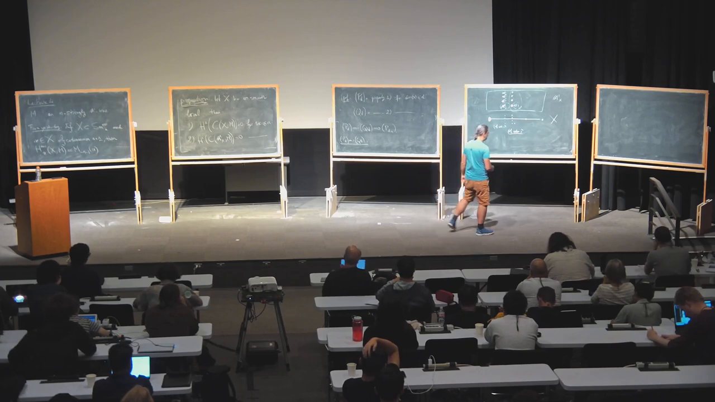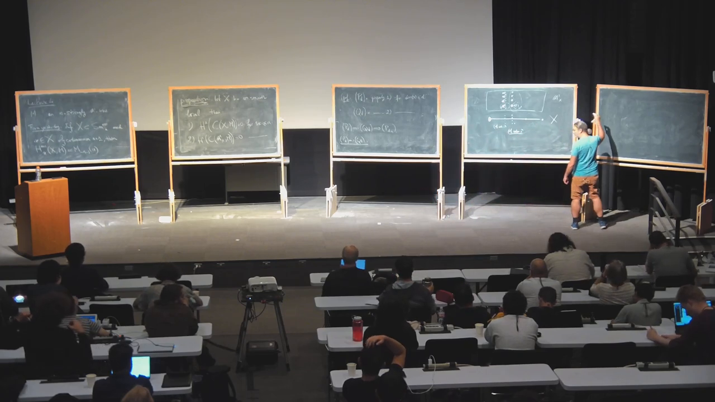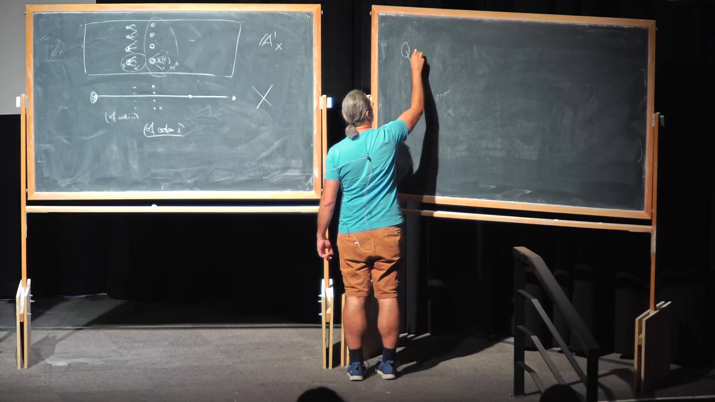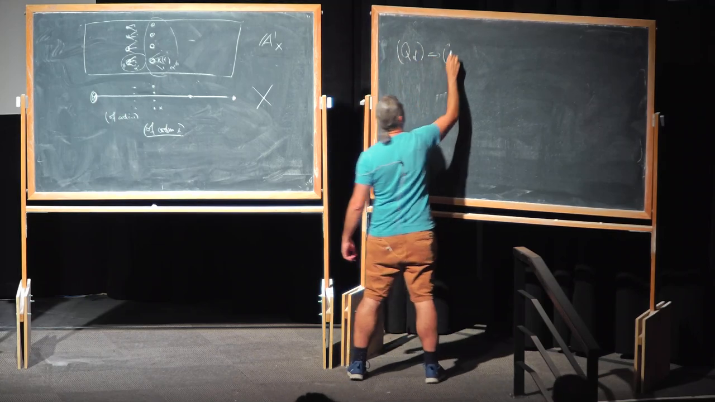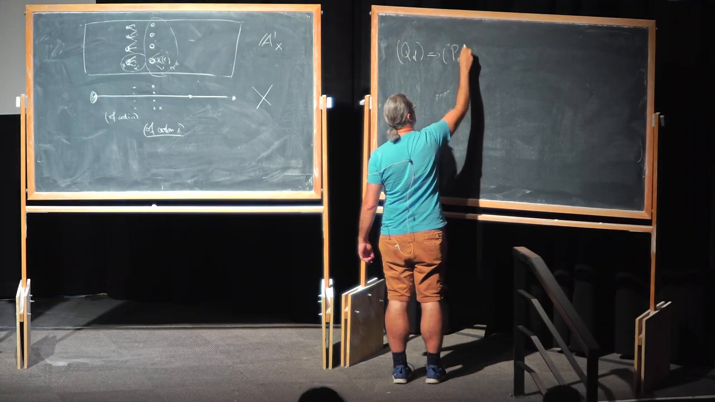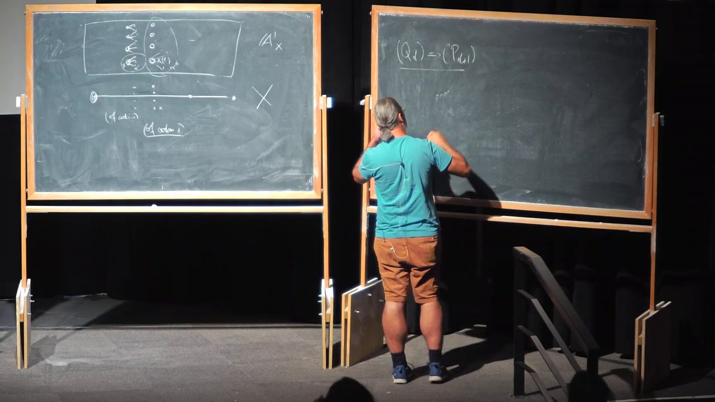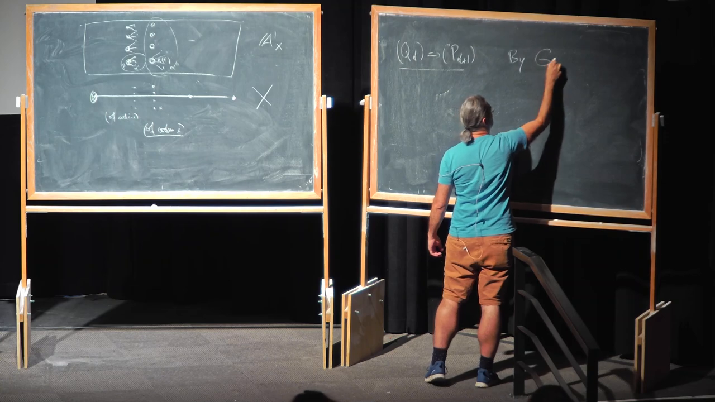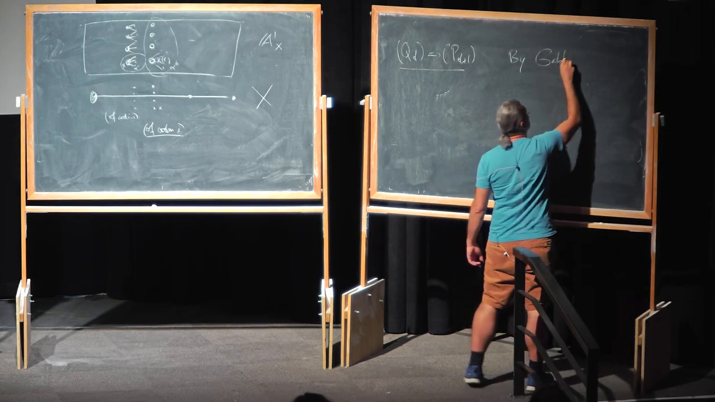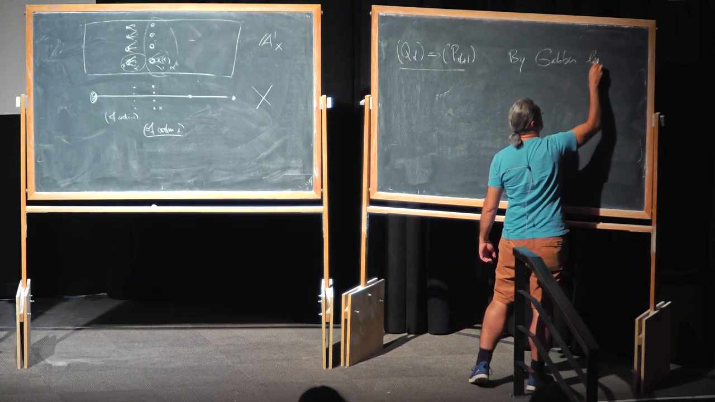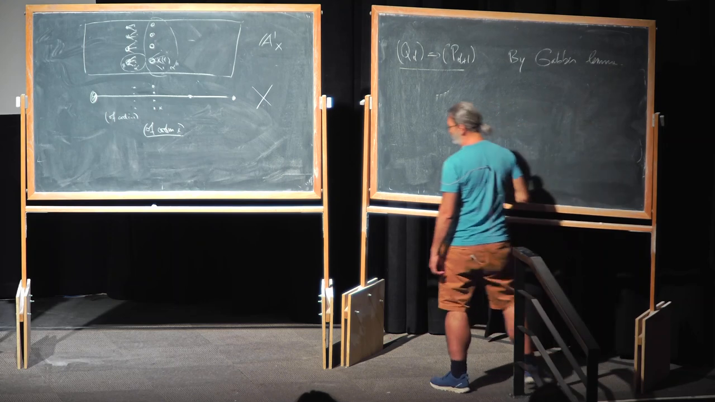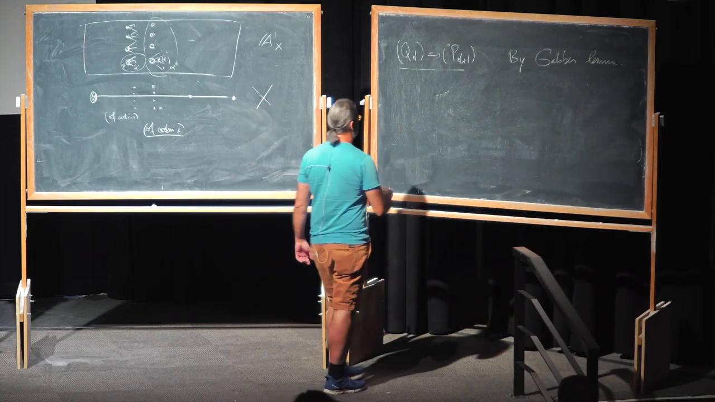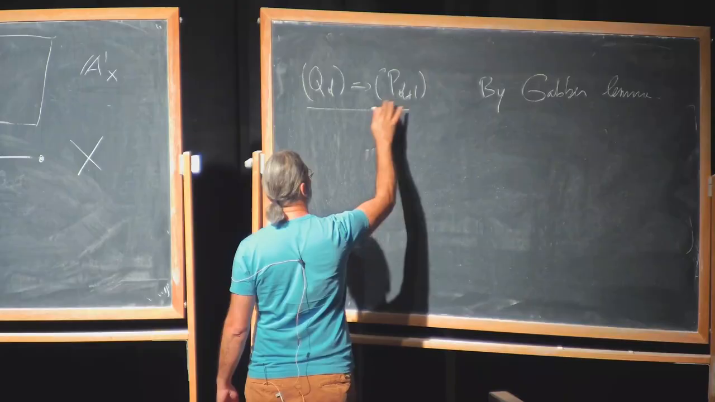Now the second implication is, I guess, QD implies PD plus one. This can be done by using Gabber's lemma. This is by Gabber's lemma. Again, I sketch the argument. So now, how does it work? Here I want to show PD plus one.